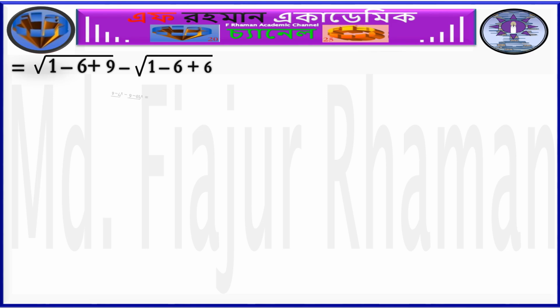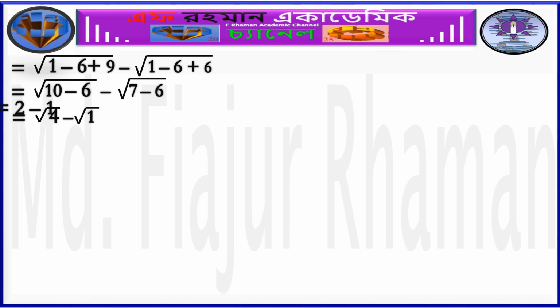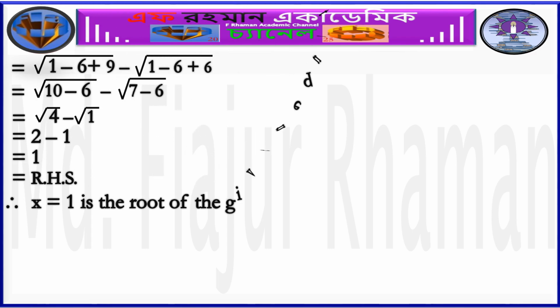That's why LHS is equal to square root of 10 minus 6 minus square root of 7 minus 6. LHS is equal to square root of 4 minus square root of 1, which is equal to 2 minus 1, which is equal to 1, which is equal to right hand side. Therefore, x is equal to 1 is the root of the given equation.